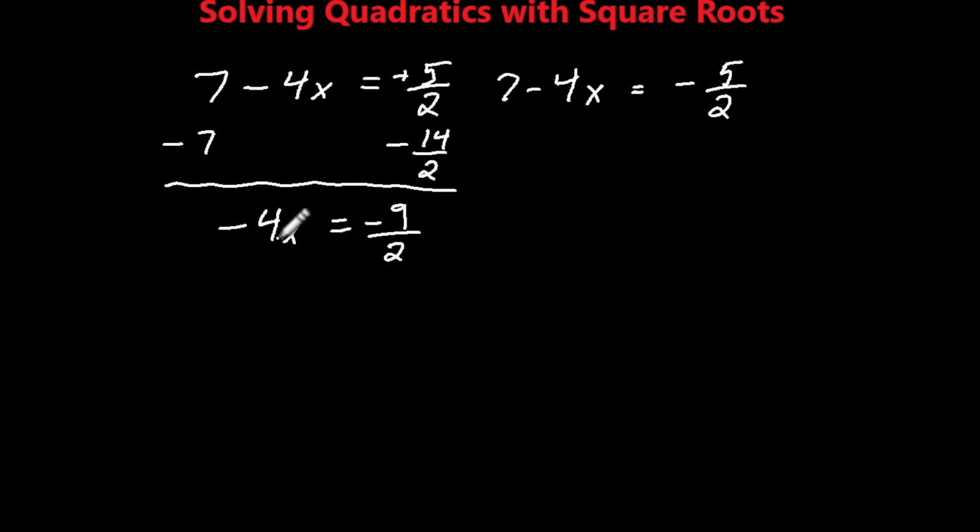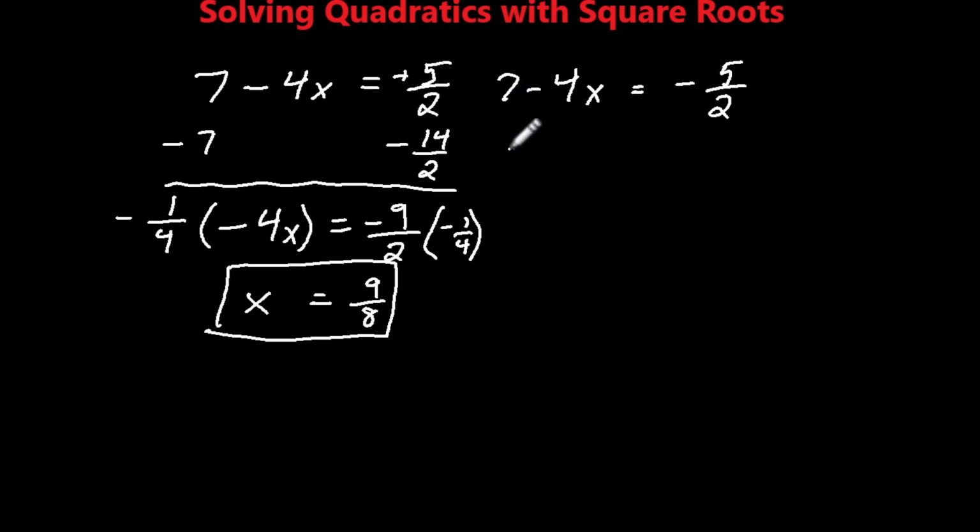And now this last step, I don't want to divide by minus 4 because we have a fraction over here that would get messy. So what I'm going to do, think about this as I'm just going to multiply by the inverse. So I have minus 1/4. So I'm going to multiply by minus 1/4. So x is going to be equal to a positive 9 over 8. And that is one of the solutions.